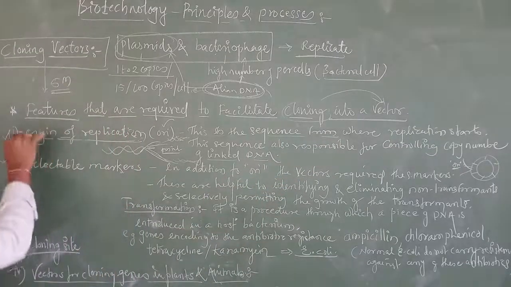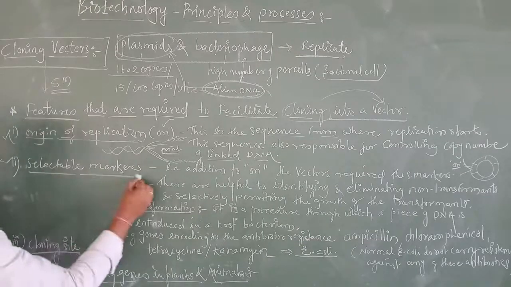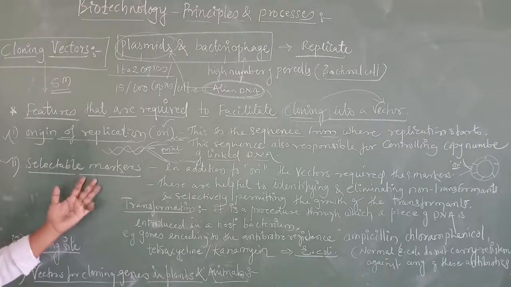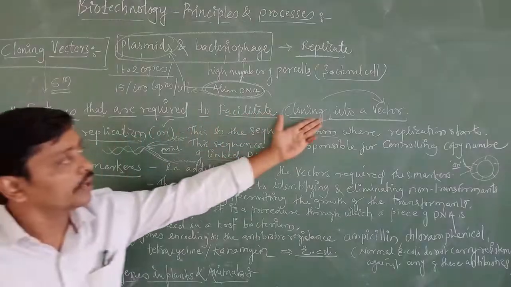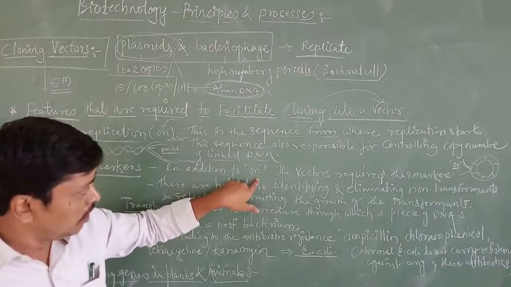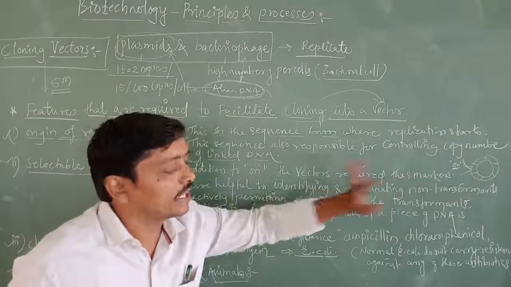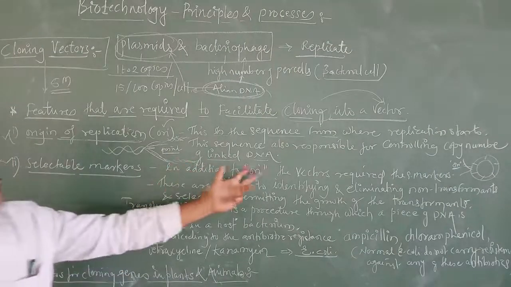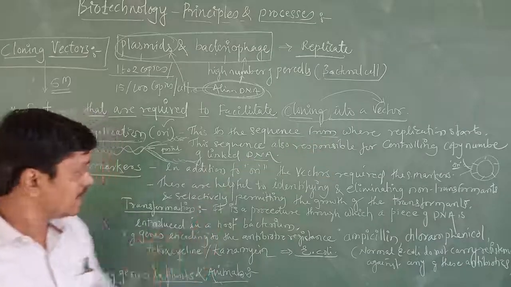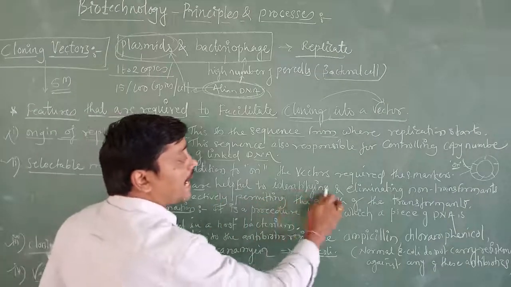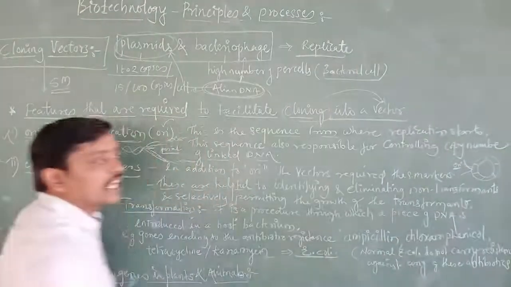Next point, after the origin of replication, we are going to study selectable markers. We use selectable markers for cloning into a vector. In addition to ori, the vectors require selectable markers. And what are these selectable markers used for? In the sense, these selectable markers are helpful for identifying and eliminating the non-transformant.